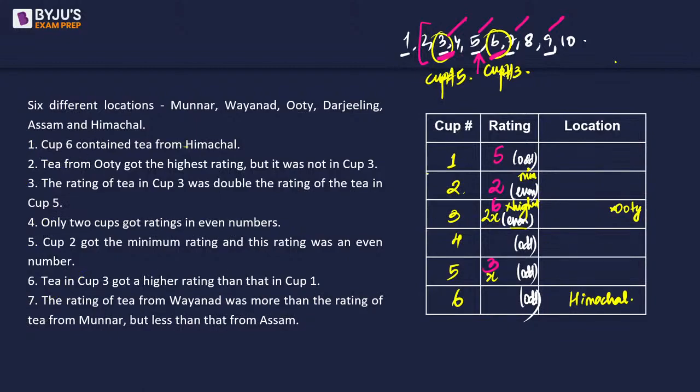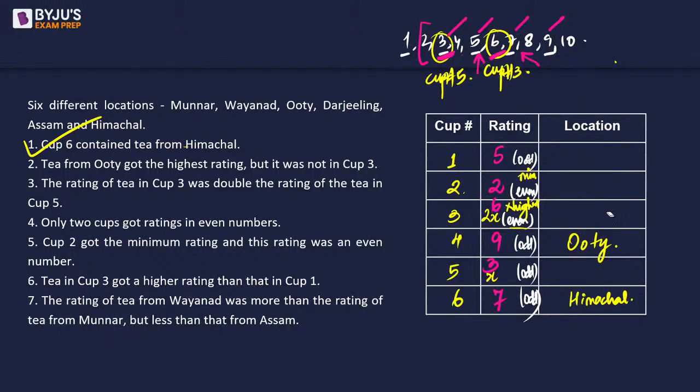First one says cup 6 contained tea from Himachal. Perfect. Tea from Ooty got the highest rating, but it was not in cup 3. Now, if we use this, can this get the highest rating of 9? No, because this is Himachal, but it says tea from Ooty got it. So of course, this can't be the highest. So 4 turns out to be highest, and this one is going to be from Ooty. The moment I get this as 9, the last rating that we are left with is 7. So 7 goes at cup number 6.